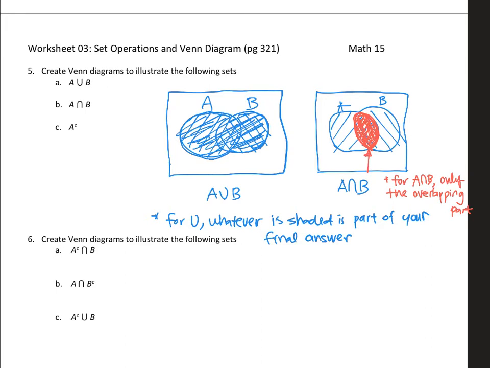Okay, A complement. So here it's just one set, so I only have one circle. I still have the universal set, which is a rectangle. A complement is whatever is not in A. So A is what's inside. So A complement is not there. So it must be whatever is outside. A complement is whatever is outside the circle.